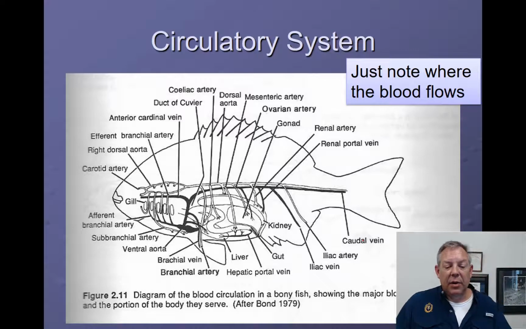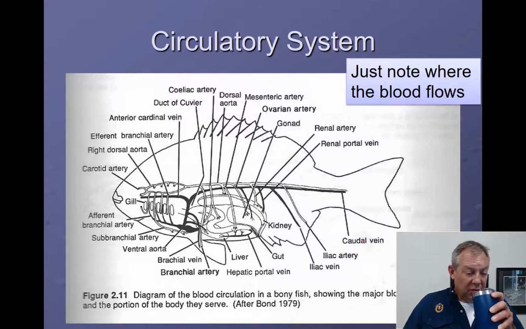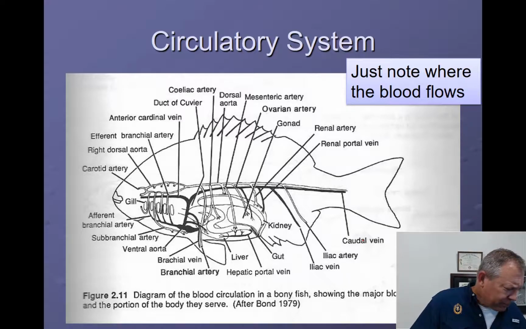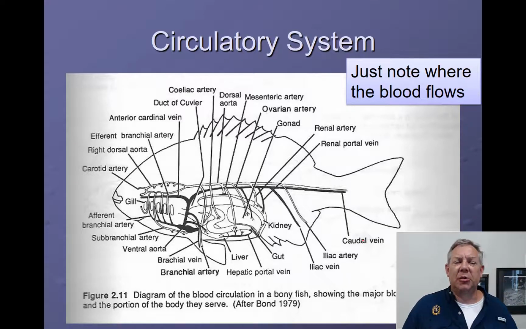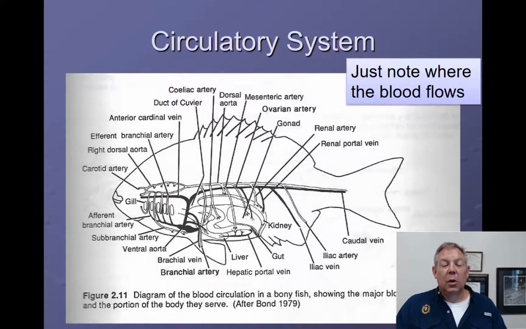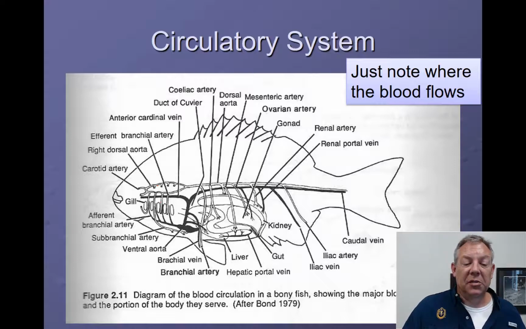Here's a diagram of the major arteries and veins in the circulatory system. And these can also be difficult to see when you're dissecting a fish. I'm not asking you to know any of these, but just note where the blood flows. And so the important thing is you've got the heart up here in the throat, and then that's located very close to the gills, and so the blood flows to the gills where it exchanges gas and other things, and then it moves along this dorsal aorta to the rest of the body, and gets distributed to the rest of the body before making its way back to the heart.